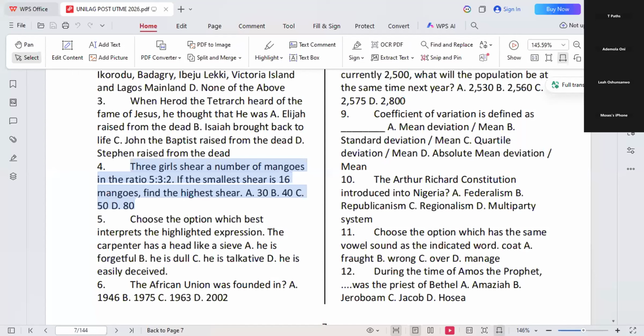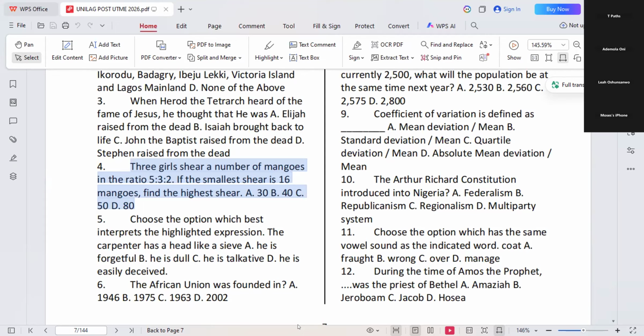So for now, let's go to page. For those of us that have the Unilag past questions, page 7, question 4. Now you are told, three girls share a number of mangoes in the ratio 5:3:2. If the smallest share is 16 mangoes, find the highest share.